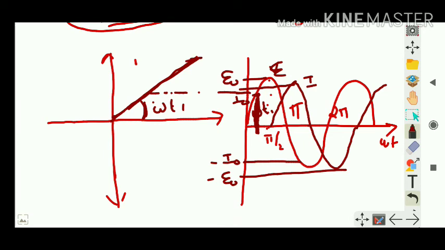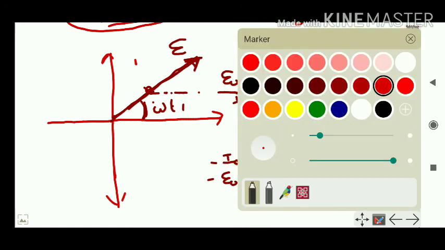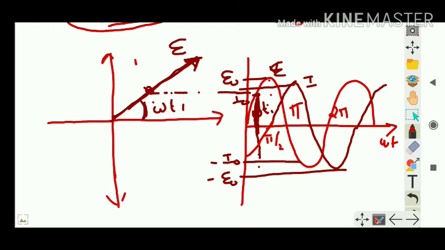Now this vector is for our EMF. Clear? And this is its magnitude. Now see, this omega t1 itself, I am going to extend downwards. This was our current, so this is the point where the current meets omega t1.